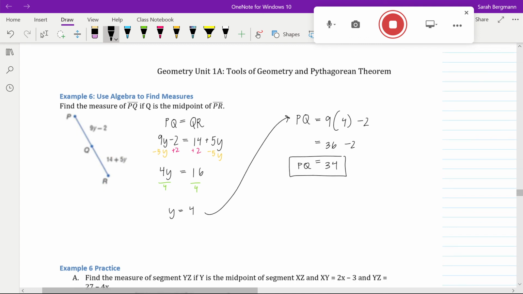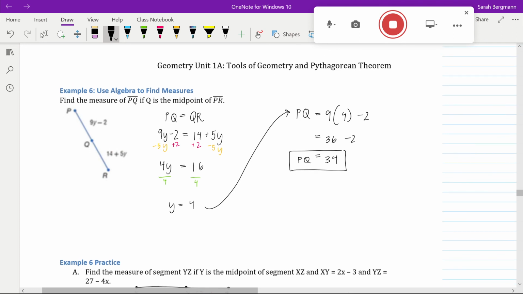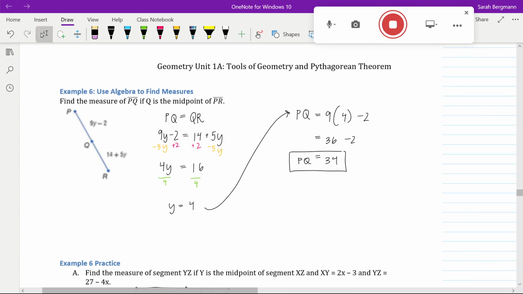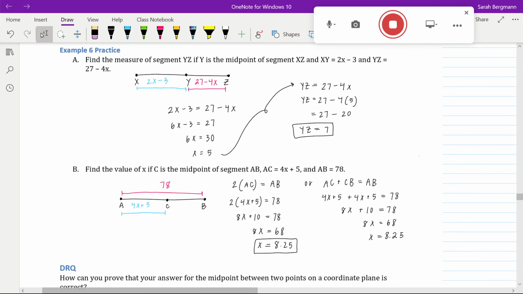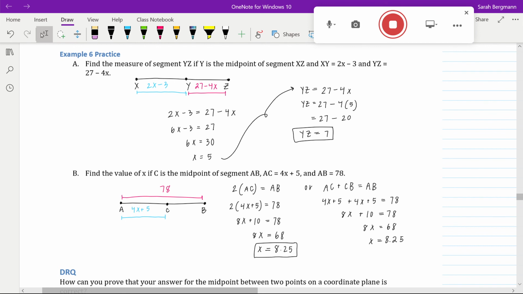Pause the video and try the problem below. Make sure you draw out the diagram first. Here are the correct answers. On part B, there are a couple ways you could have done this. I showed both. Either way, you should get the same answer.